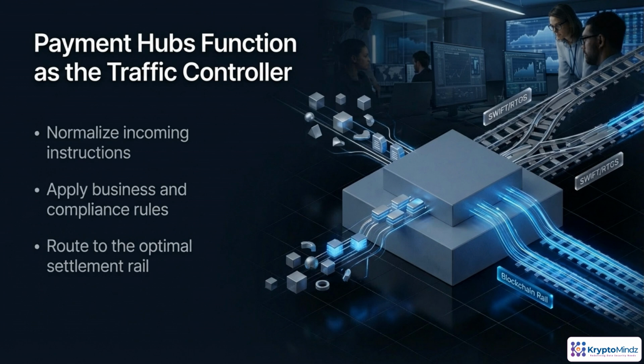A payment hub acts like the air traffic controller for payment instructions. Multiple channels send in messy, inconsistent messages. The hub standardizes them into a common format. It then applies routing logic, pricing, risk, and compliance rules. From there, it chooses the rail, Swift, RTGS, or a blockchain rail, to get the best mix of cost, speed, and control.